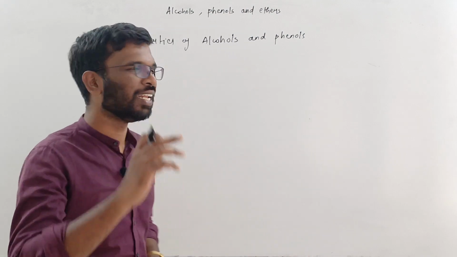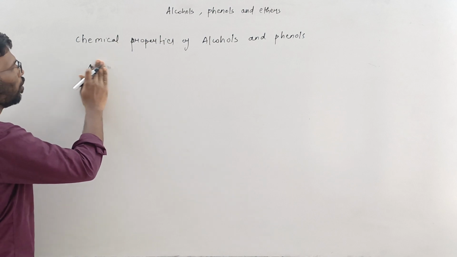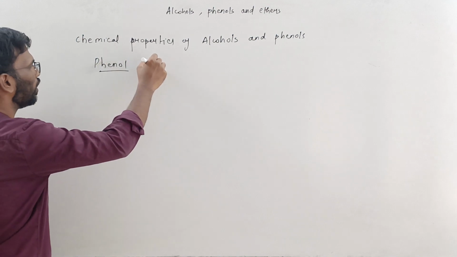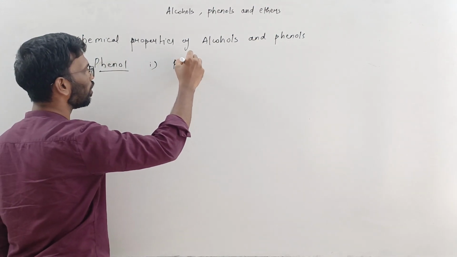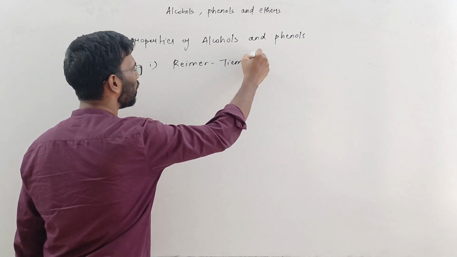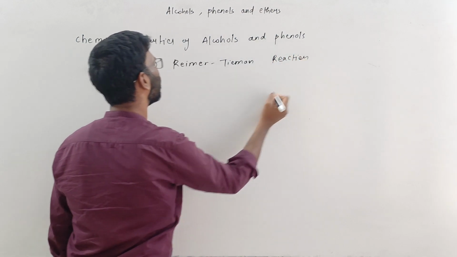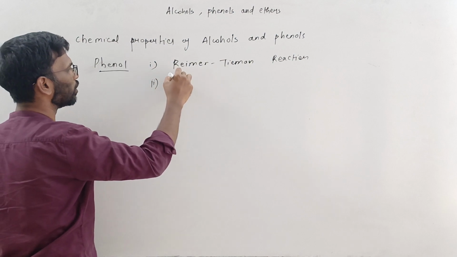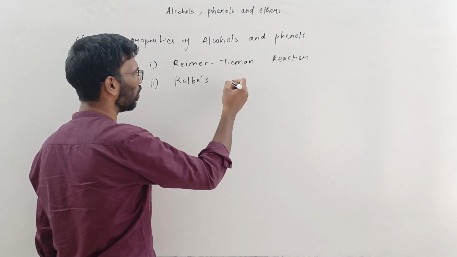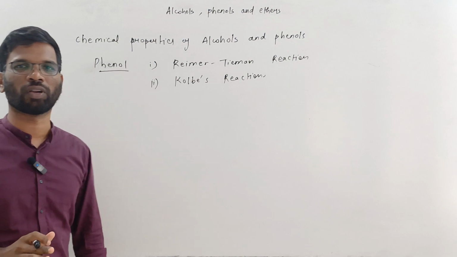So two important name reactions which you should know about phenols: one is the Reimer-Tiemann reaction, and second is Kolbe's reaction. Some people call this Kolbe's, one and the same, or Kolb's reaction. So these are the two reactions which are very important to know.